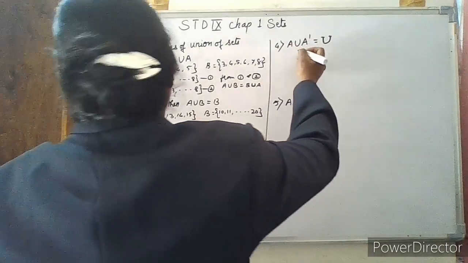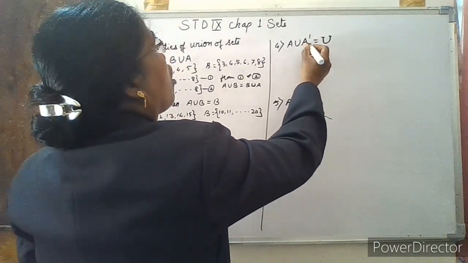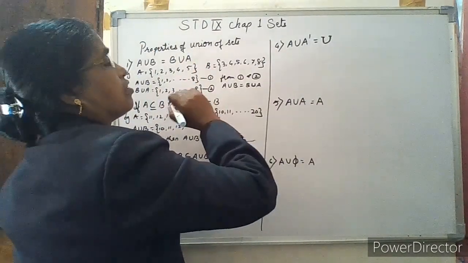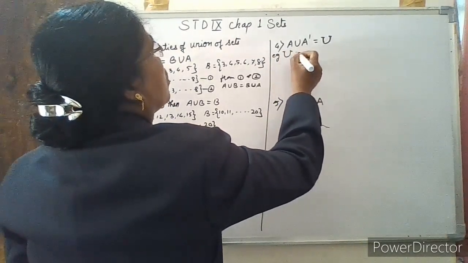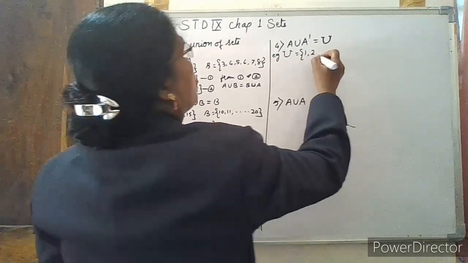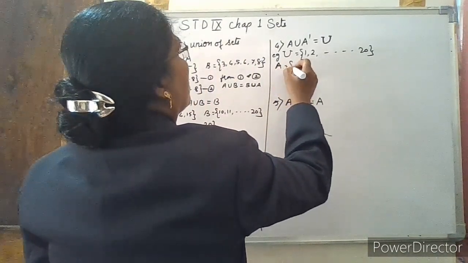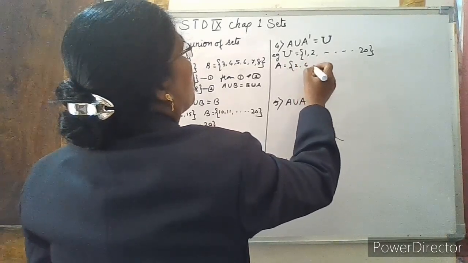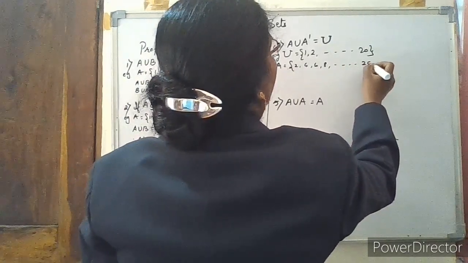Come to the fourth property. A union complement of A is always equal to the universal set. So for this, to explain with an example, I have to take a universal set. Suppose I take the universal set from 1 up to 20. Set A, if I take it as the set of even numbers 2, 4, 6, 8 and so on up to 20.